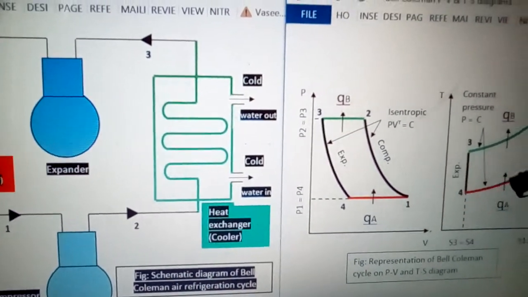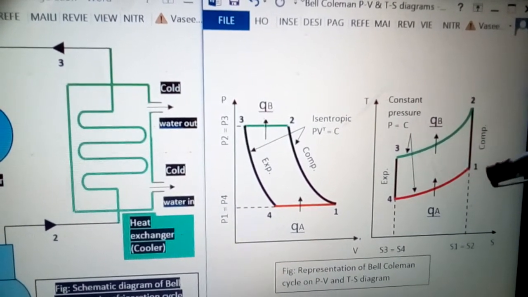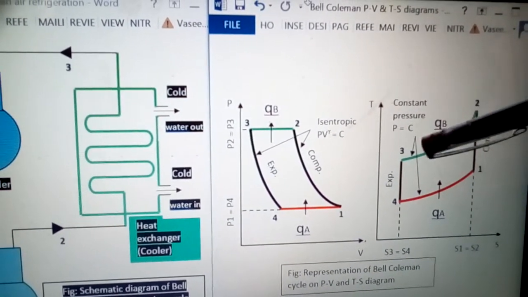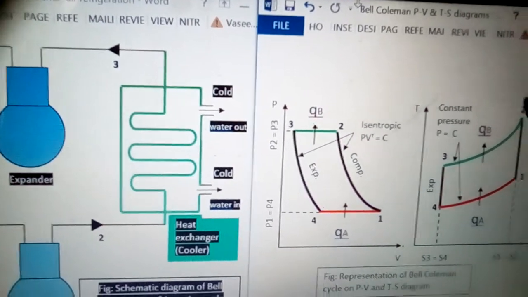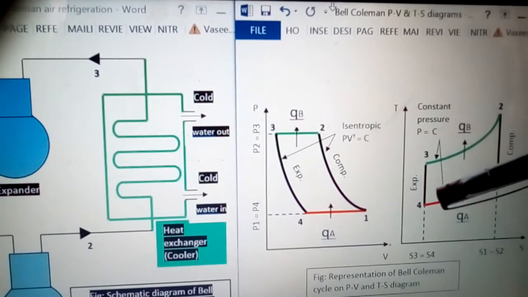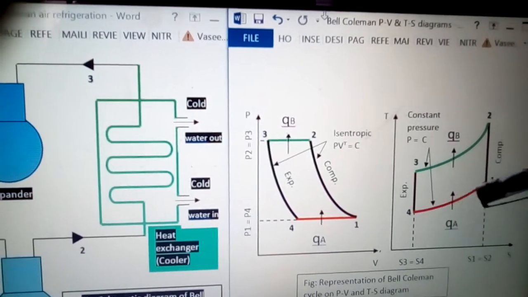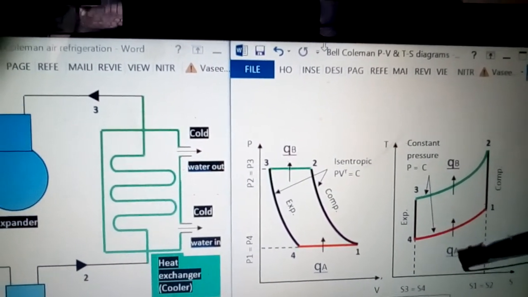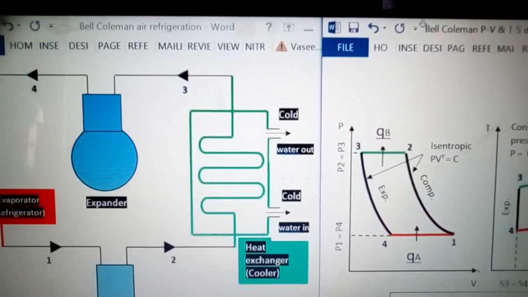but the volume increases from V4 to V1. If we discuss only the TS diagram, from 1 to 2 the entropy is the same, S1 equal to S2. The temperature decreases from 2 to 3 because the process takes place in the heat exchanger, that is the cooler. From 3 to 4 the entropy remains the same, S3 equal to S4, but the temperature decreases. From 4 to 1, in the evaporator, the heat is absorbed, so the temperature increases from T4 to T1. So this was the Bell-Coleman air refrigeration cycle.